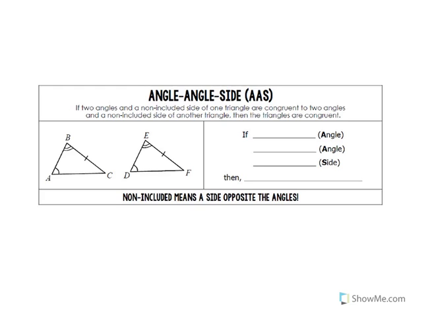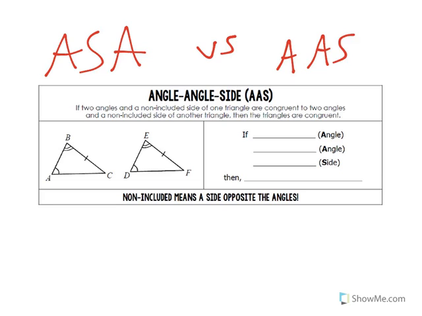AAS, or angle, angle, side. So the biggest difference between angle, side, angle versus angle, angle, side is that the side is in the middle of the two angles here, and with angle, angle, side, the side is not in the middle. So that's our biggest difference here. So with angle, angle, side, you're going to want two sets of angles and then a side that is not in between those two angles.